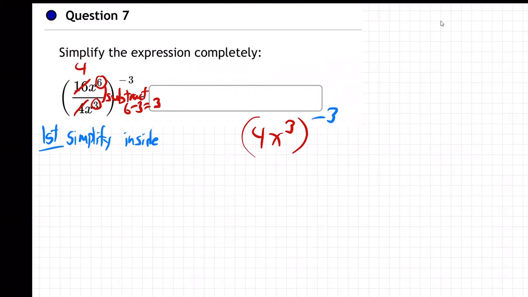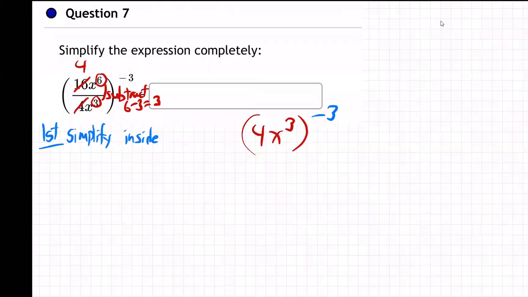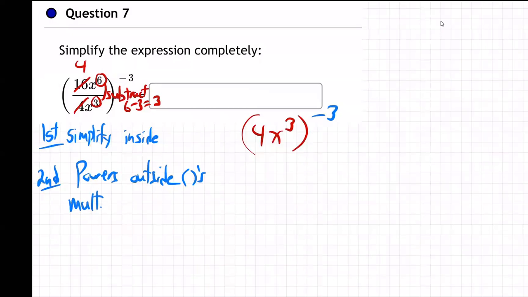So now, second step: powers outside parentheses multiply powers inside parentheses. So I'm going to take this now. That's going to multiply there. So that'll become x to the minus 9.